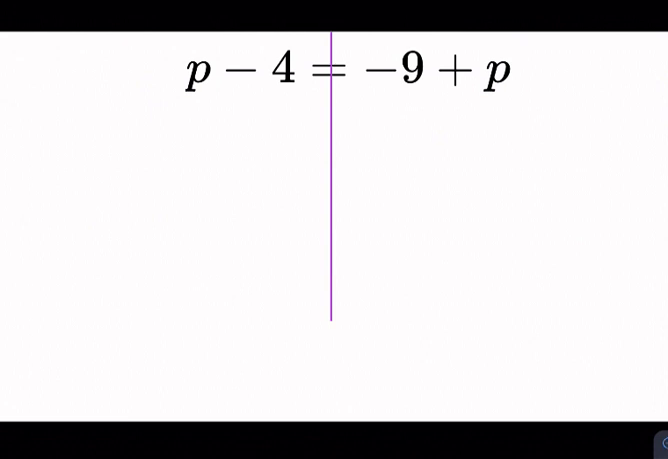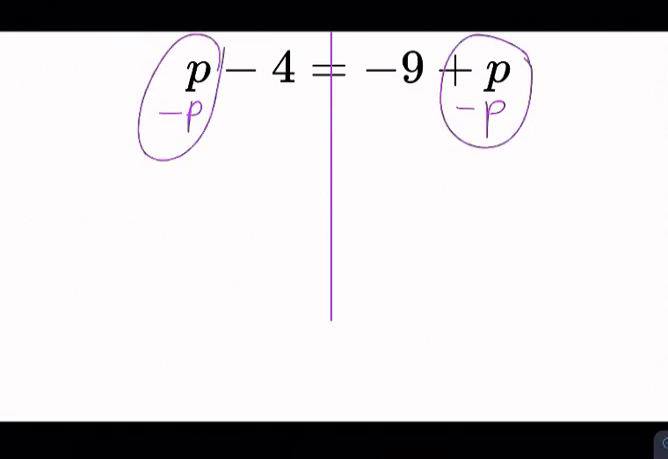Now I want to get p alone on one side. So I have positive p on one side, positive p on the other. It really doesn't matter which one I do, but I know a negative p would need to be added to remove a positive p from one side. But this makes 0, and this makes 0. So I'm left with negative 4 on one side and negative 9 on the other.